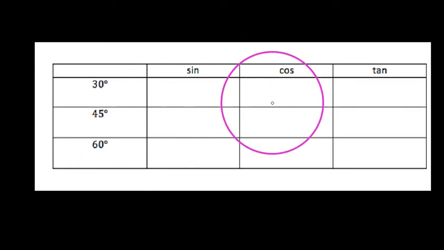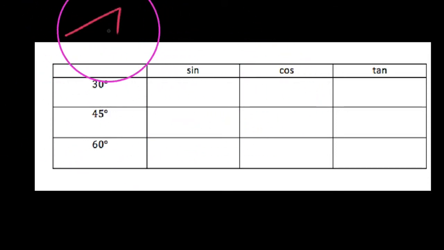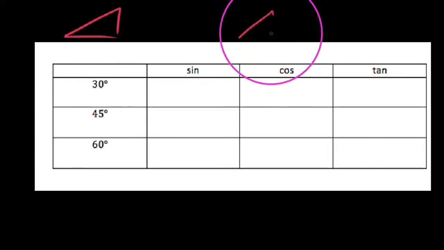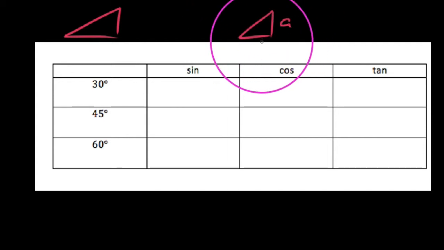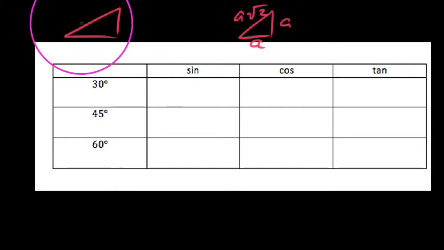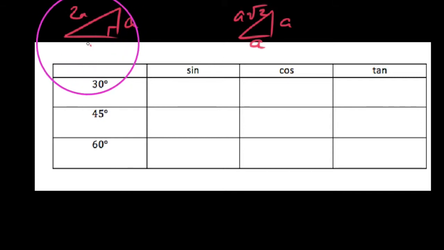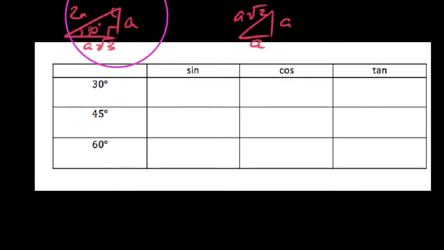So we're going to fill out this table over here on the right. We say, all right, well, if I had a 30, 60, 90, or a 45, 45, 90, we know in a 45, 45, 90, the short legs are A, A and the hypotenuse A radical 2. Or in a 30, 60, 90, we know the short leg is A, the hypotenuse is 2A, and this is A radical 3. But this could help us find the sine, cosine, tangent of these special angles here.